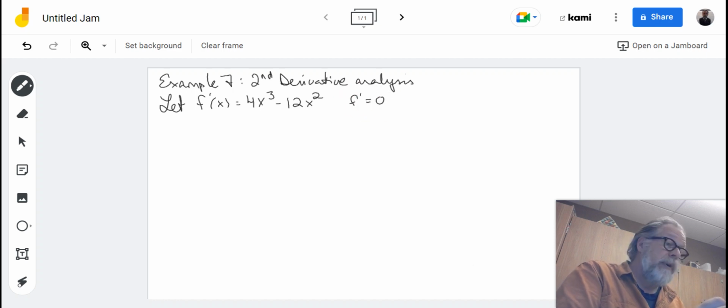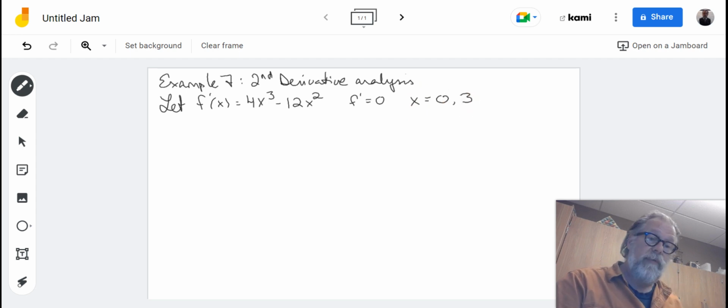And a little bit of algebra tells us that when x equals 0 and when x equals 3, the first derivative will be equal to 0. Those are the only critical points. We have no points where the derivative does not exist, because this is differentiable throughout its domain.